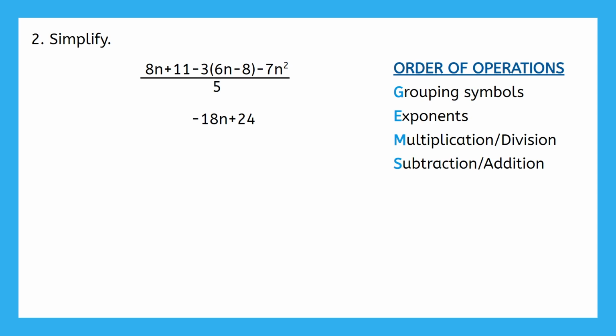Now that my distribution is done, I want to bring everything else down. Is there any other multiplication or division that I can do within my numerator? Nope, not without knowing what number the variable represents, so we are on to subtraction and addition, which means it's time to look for like terms. What like terms do you see?